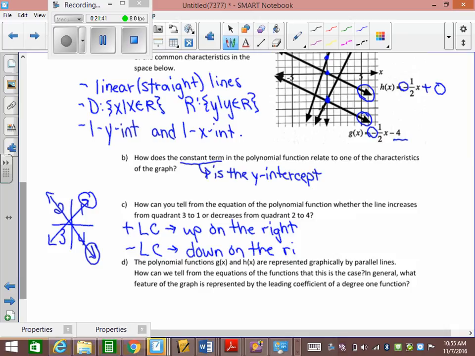And with linear lines, we know that the arrows are always in opposite directions. So if it ends up on the right, it's going to end down on the left, correct? And if it ends down on the right, it's going to end up on the left, because linear lines are always in opposite directions. If the arrows went in the same direction, it would no longer be linear. You'd have to curve the line at some point.